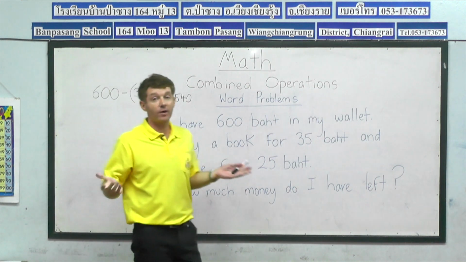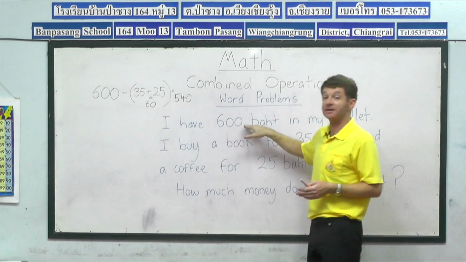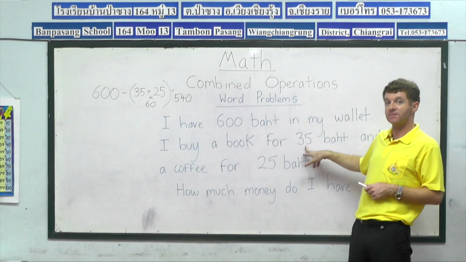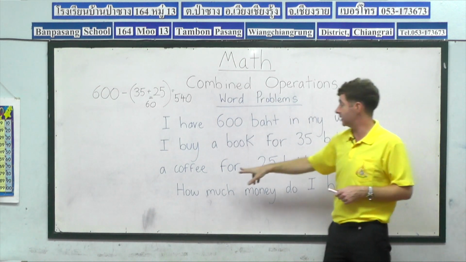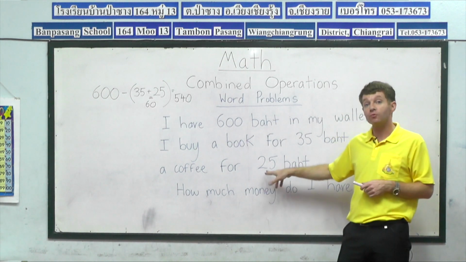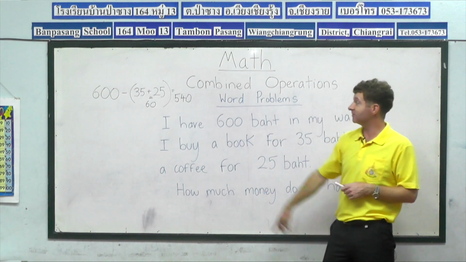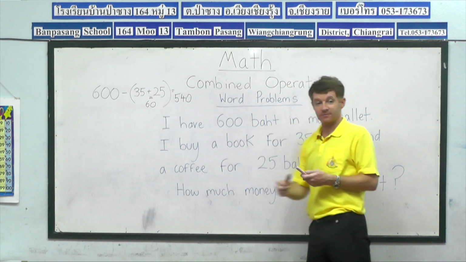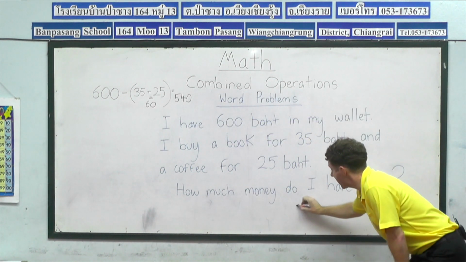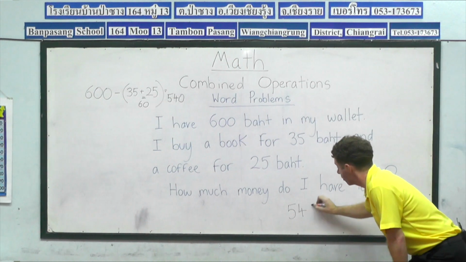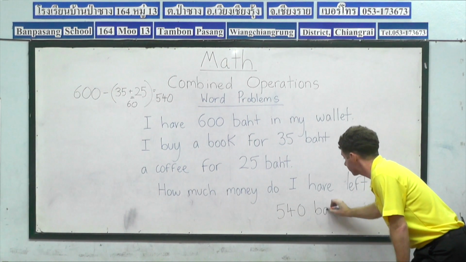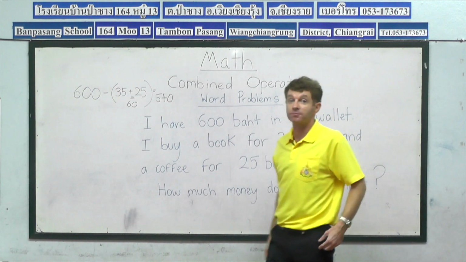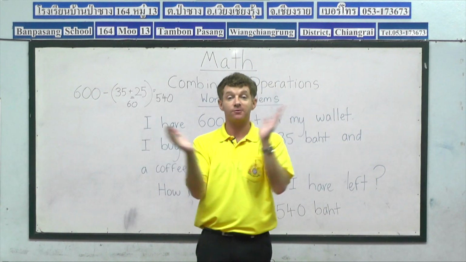So when I've gone shopping, I had my 600 baht. I spent 35 baht on a book. And then I bought a coffee for 25 baht. This means that at the end, how much money did I have left? 540 baht. So guys, that was brilliant. Very well spoken and very well worked out. That was great.